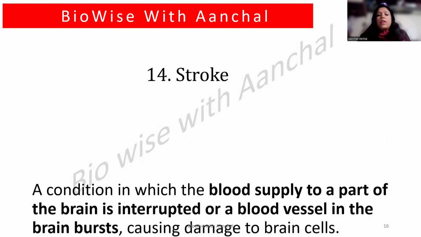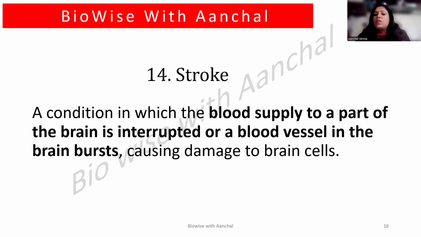Okay. Next one is stroke. Stroke is the condition in which the blood supply to a part of the brain is interrupted or a blood vessel in the brain bursts. So by any means, if the blood is not reaching your brain cells, and that may cause damage to the brain cells, it is called a stroke. So either it is a hemorrhage or it is a block because of a tumor or any kind of blockage in the artery.